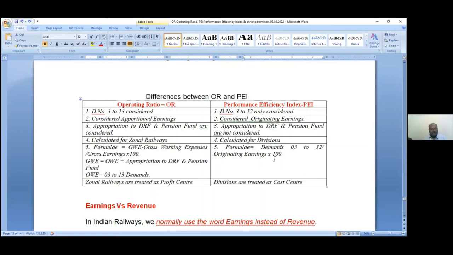The operating ratio is calculated for zonal railways as well as Indian Railways as a whole, whereas PEI is calculated for divisions. The formula is gross working expense divided by gross earnings multiplied by 100, whereas the formula here is demands 3 to 12 divided by originating earnings multiplied by 100. Because zonal railways are treated as profit centers, the divisions are treated as cost centers.